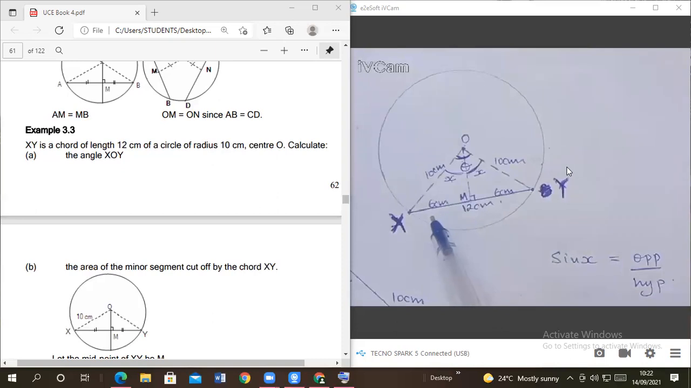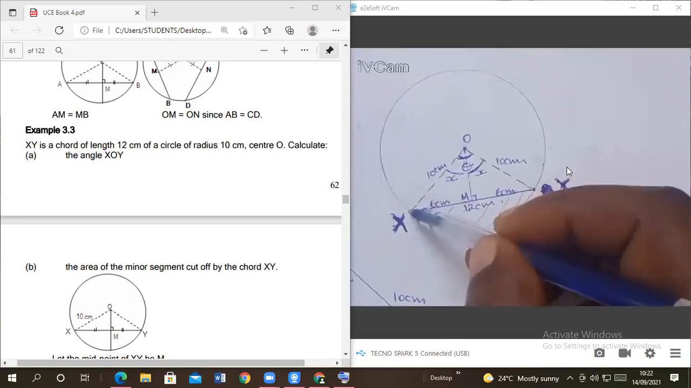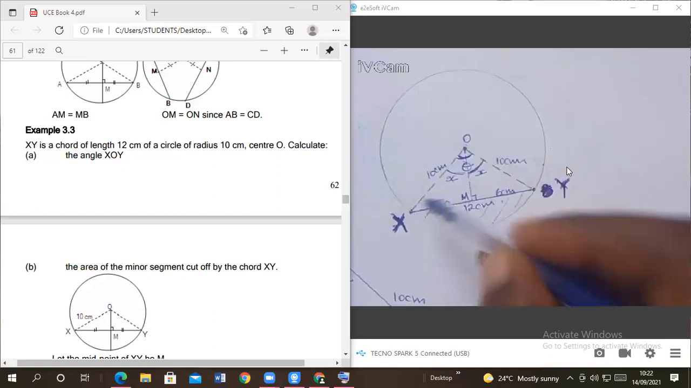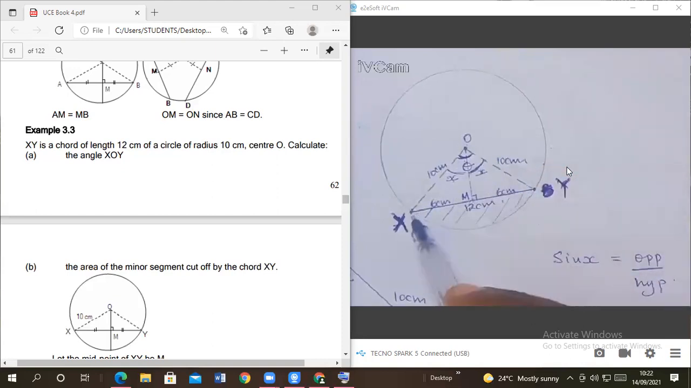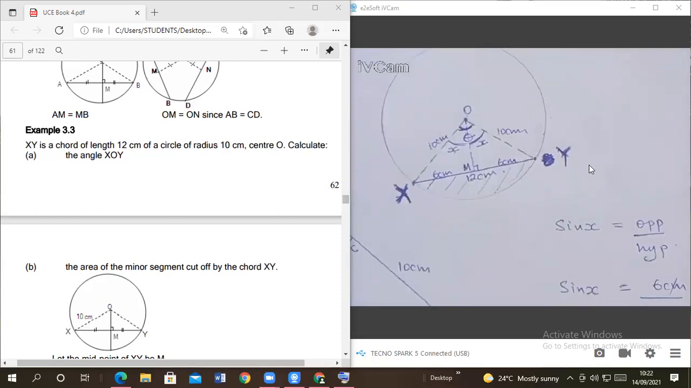We have two segments. We have this segment here, which I'm shading. That is the first segment, and we have also this segment. So this is what we call the minor segment that is cut off by the chord. They're asking, what is this area here? To do that, we are going to first find the area of the whole sector, then minus the area of the triangle. So let us do that.